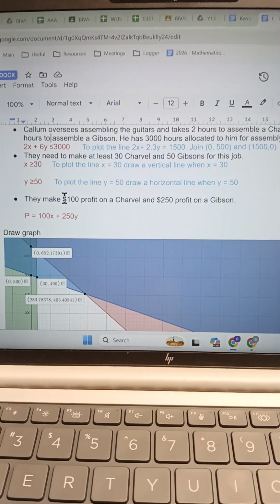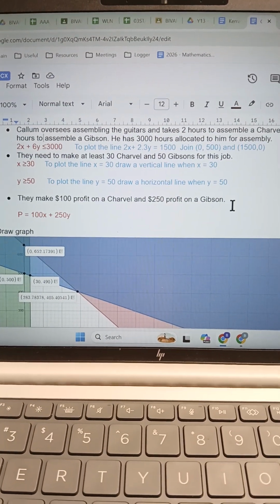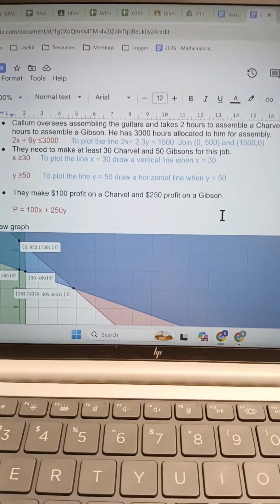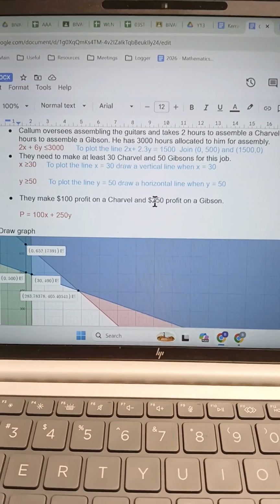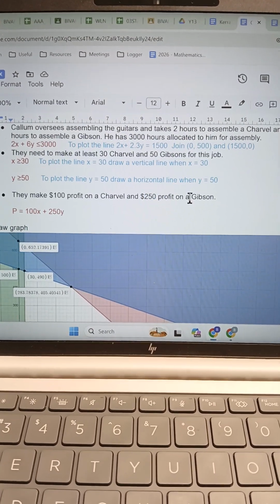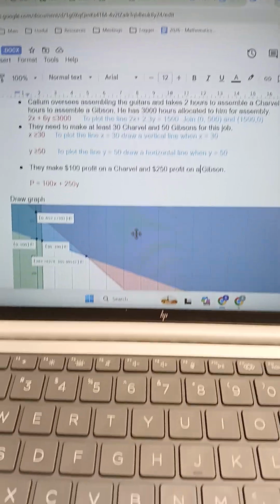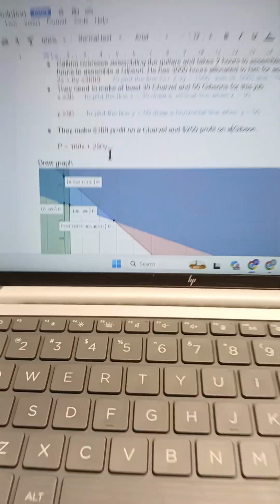profit equation, $100 profit on the Charvel and $250 on a Gibson. Notice this is not the same as the assignment that I set. This number here was changed to make the problem much more like the assessment. And that gives the profit equation there.